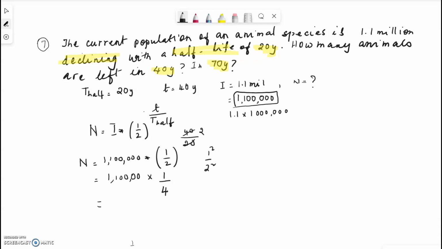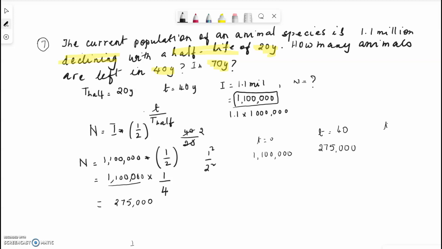So what's left over is a quarter of the 1.1 million, which is 275,000 animals left. Remember what we started with. At time t equals 0, it was 1.1 million. At time t equals 40, it's a quarter of what they started with.